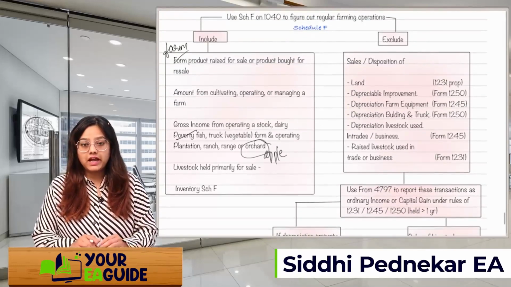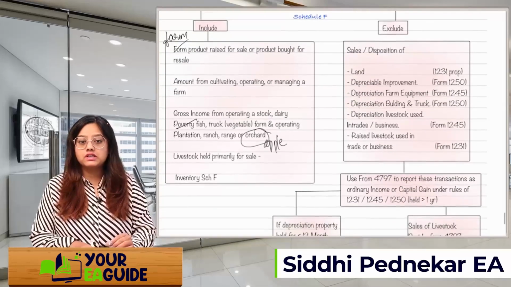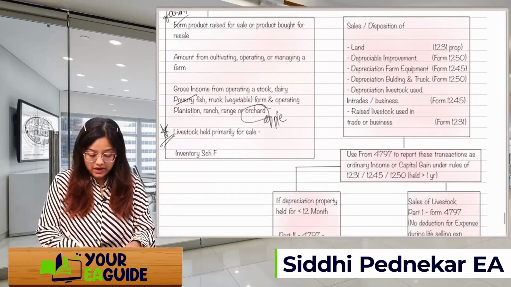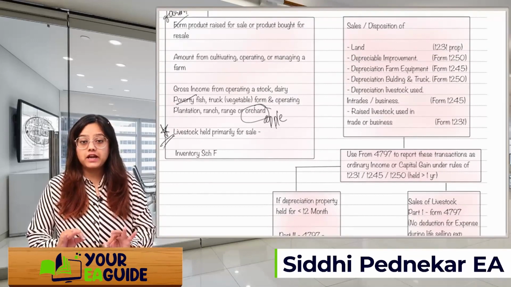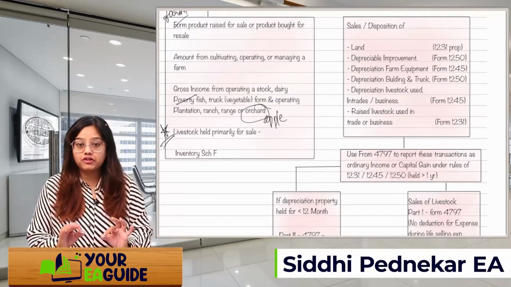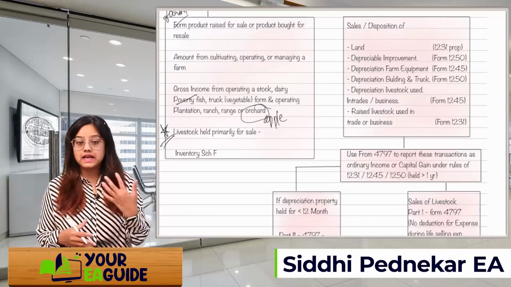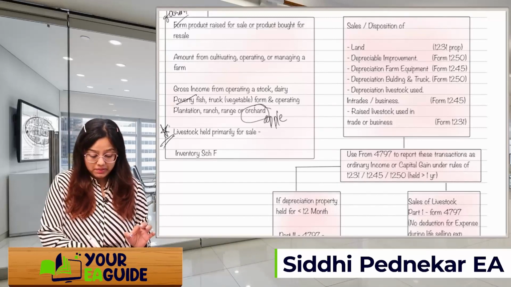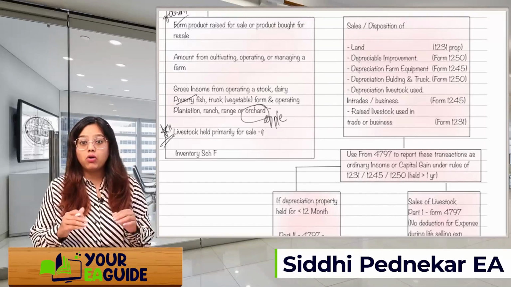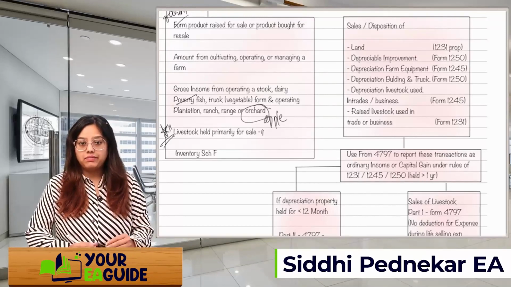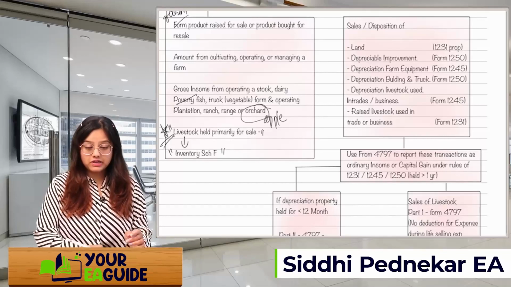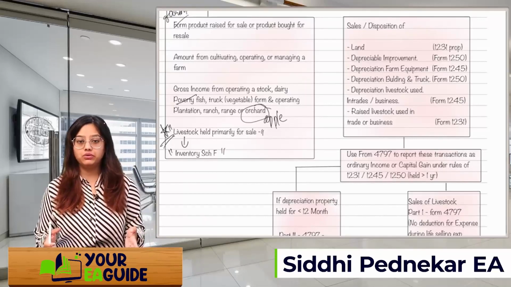Then we have livestock, which is held primarily for sale. Remember this, we are going to have some questions on this. If it's livestock which is primarily held for sale, my business is only raising and selling cattle, right? Then that will be my livestock. That will be my ordinary business, I can say. And then it will be inventory on Schedule F. So livestock will be considered an inventory on Schedule F.